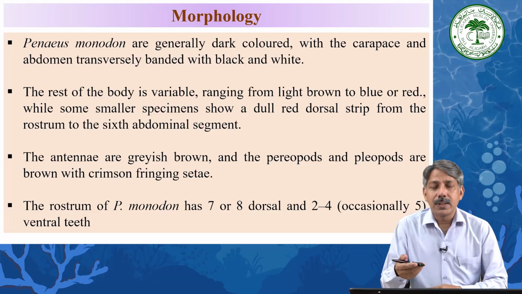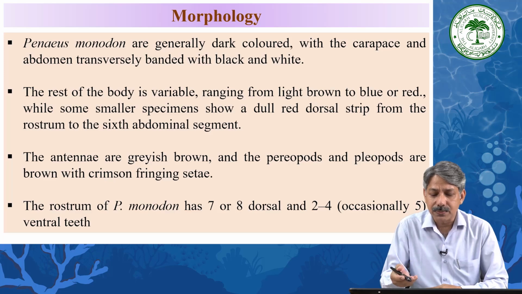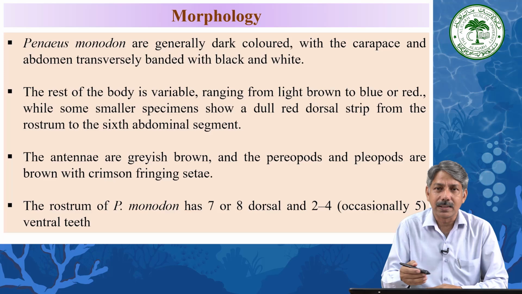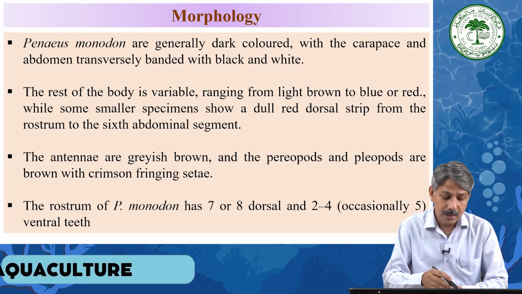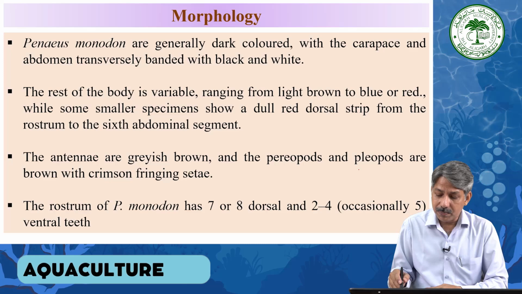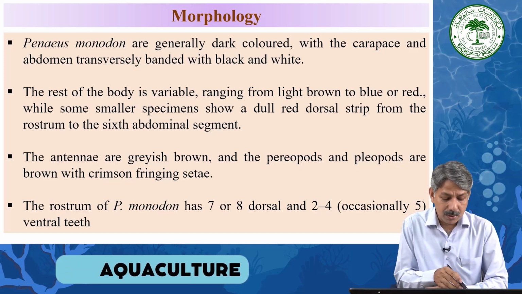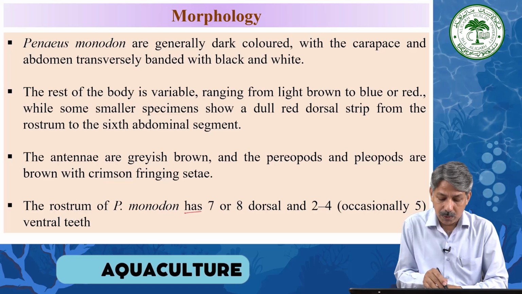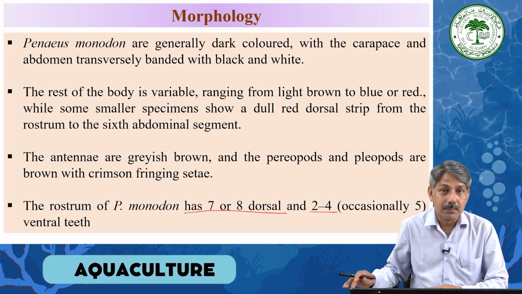Morphology also we have talked a little bit in my previous lecture, about how it looks, what kind of coloration, how the carapace and other body parts look, and how color pattern varies from one part of the body to the other. Antennae are grayish brown, and the pereopods and pleopods are brown, and the rostrum of Penaeus monodon has 7 or 8 dorsal and 2 to 4, occasionally 5, ventral teeth.